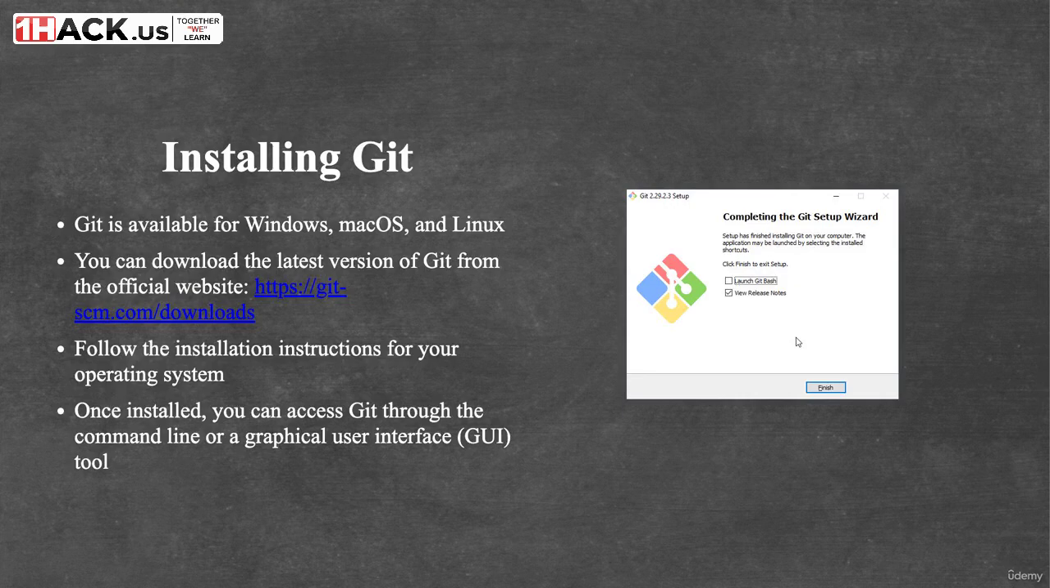Once Git is installed, you can access it through the command line or a graphical user interface (GUI) tool, such as GitHub Desktop or SourceTree. Using the command line interface allows you to have more control and flexibility over your Git operations, while GUI tools can provide a more user-friendly experience, especially for beginners. Whichever method you choose, the core functionality of Git remains the same.